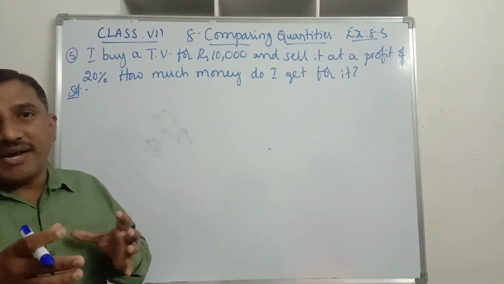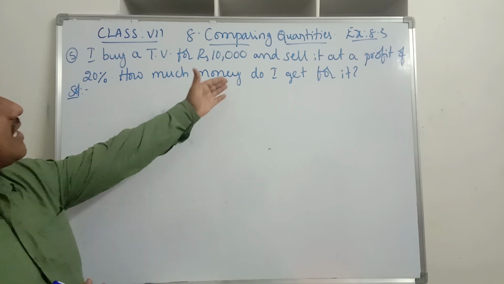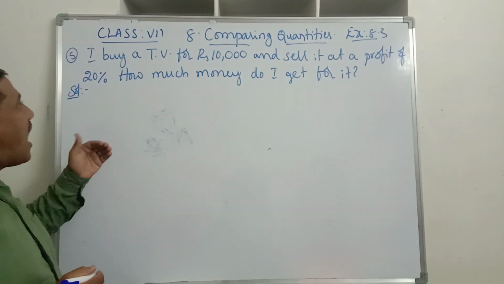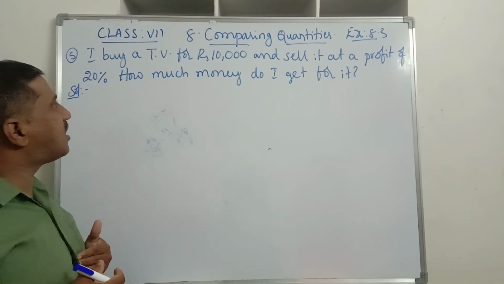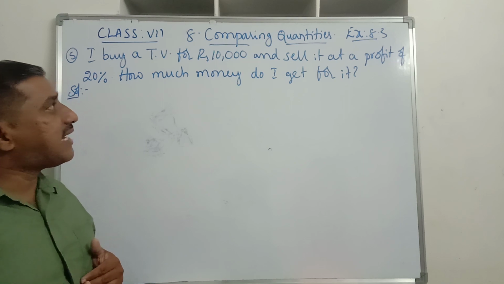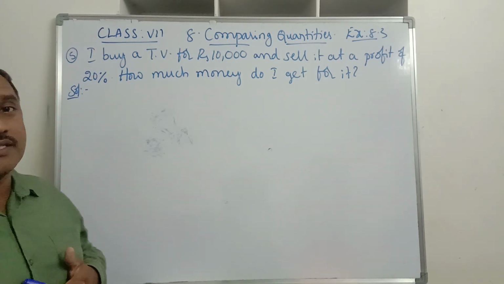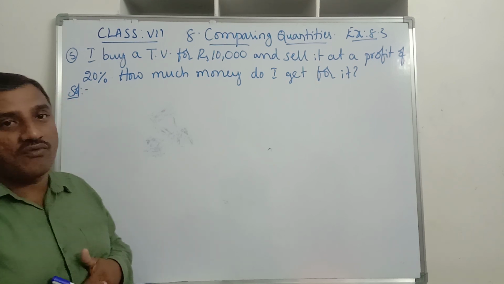Now based on this concept, we will discuss some of the questions from exercise number 8.3. That is the fifth bit. I buy a TV, I buy a television for rupees 10,000 and sell it at a profit of 20%. What is the profit? It is 20% profit he got.